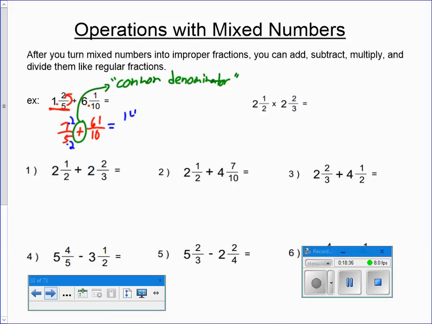So we'll have 14 over 10 plus 61 over 10. And then we're going to follow our same process for addition, where we're just adding the tops of these numbers, adding the numerators. So 14 plus 61 makes 75 over 10.